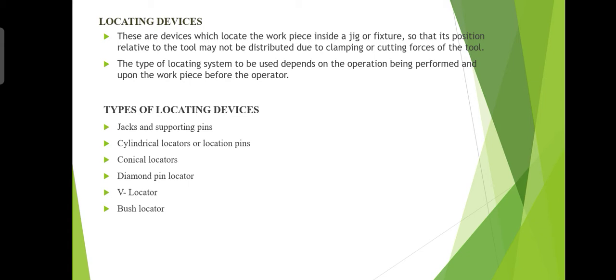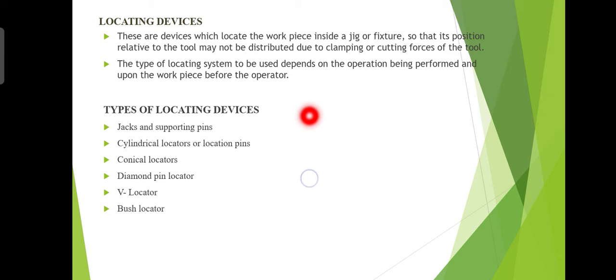The common types of locating devices: the first one is jack and supporting pins. Jack and supporting pins are further classified into four types. First one is fixed type support pins, also called rest buttons. Another one is adjustable type support pins, another one is supporting pads, and the fourth one is jack pins. Jack pins are further classified into two types, wedge type and spring jack pins. Another is jack screws, stop pins, rounded headed and flat headed. These are some types of the jack and supporting pins.